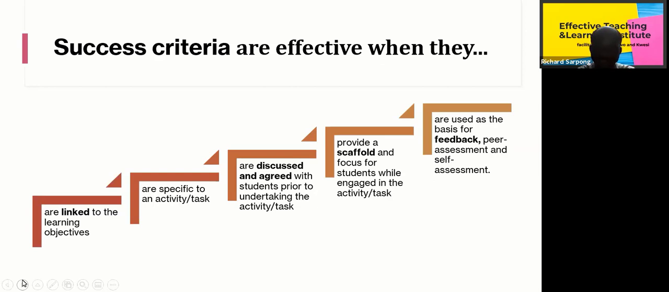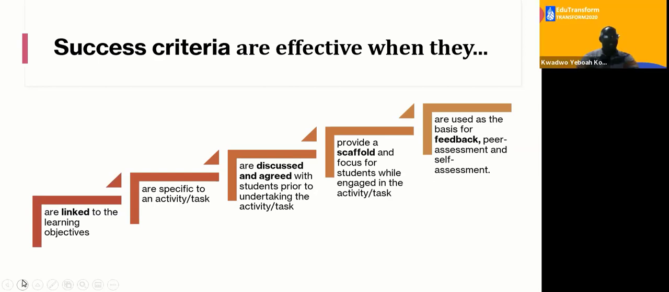Okay. The effective success criteria should link to the objective. It should be specific to an activity. It should be discussed and agreed upon prior to the activity being done. It should be scaffolded and focused on the students as they engage in the task. And then it should be the basis for feedback.